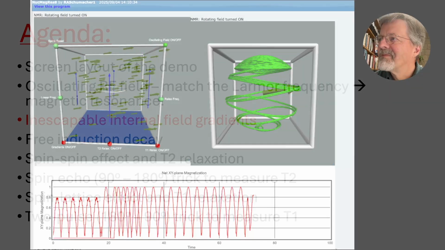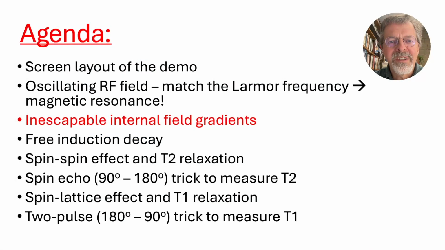So next comes the complication that the external magnetic field, the strong magnetic field, is never perfect. There are always variations, even if they're very small at the few Gauss level, that muddy the waters initially, and we'll have to cope with that. So let's see what we mean by internal field gradients and what that does to the behavior of the spins.